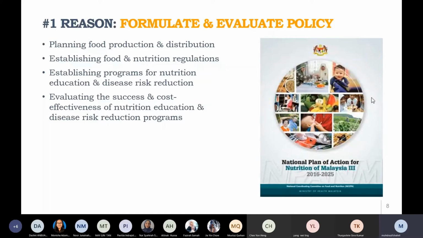So this is more on policy. We need data on the dietary intake of the population to formulate and evaluate policy. So in Malaysia, we have the National Plan of Action for Nutrition of Malaysia 3, which you might be familiar with. This is the third series for year 2016 to 2025. So this is one example of policies that is using dietary data to formulate and evaluate the policies. There are a lot more policies in the country, and not only one.